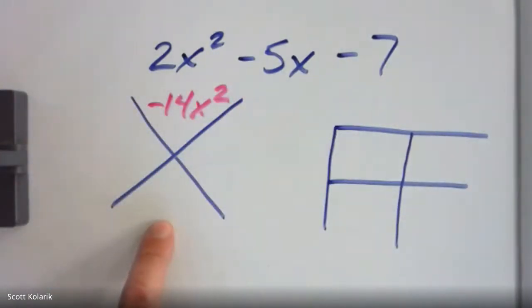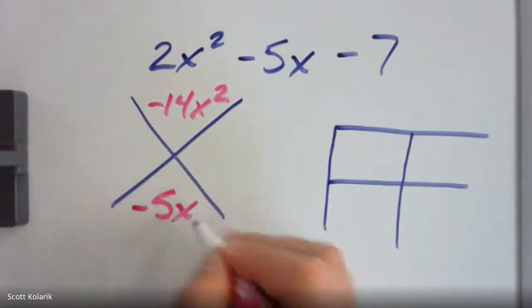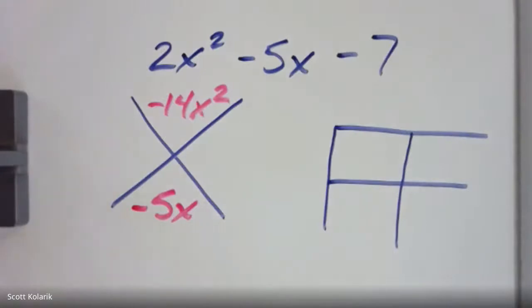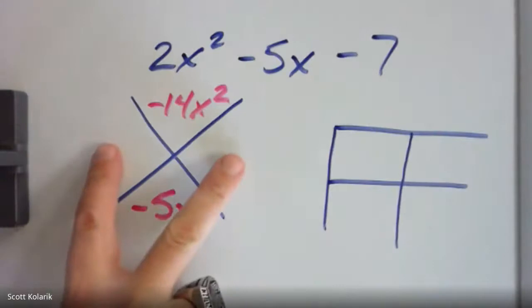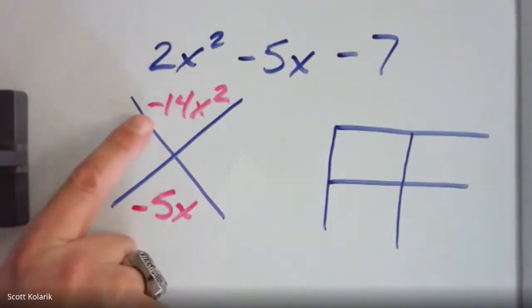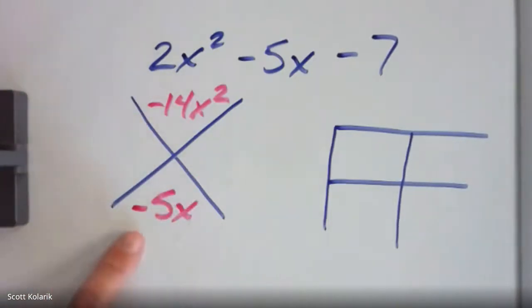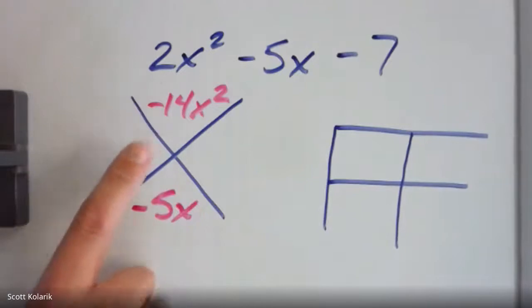The bottom of my X is going to be this middle term, -5x. No calculation to do there. And so now I get the same riddle that I had in section 5, where I'm going to try and come up with two values that multiply to make this top value, but also add to make this bottom value. All right, and so my suggestion here is to just focus on the numbers, okay? The variables will work themselves out at the end, but I'm going to just focus on the numbers here.